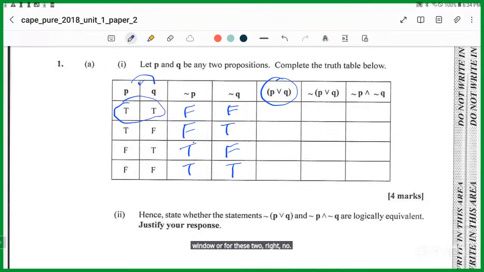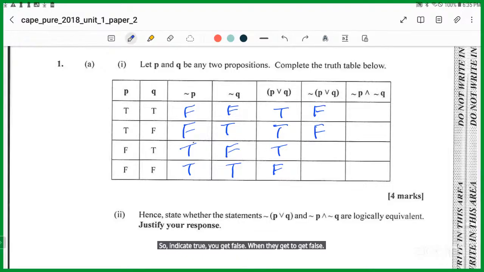So true or true is true. True or false is true. False or true is true. False or false is false. That's it. Then over here, we're doing the negation of this column. So when you negate true, you get false. When you negate true, you get false. When you negate true, you get false. When you negate false, you get true.